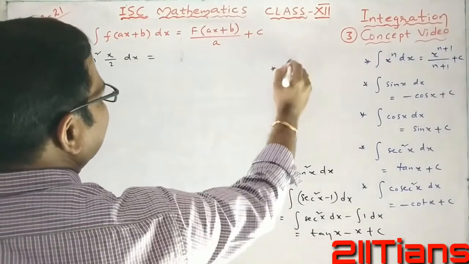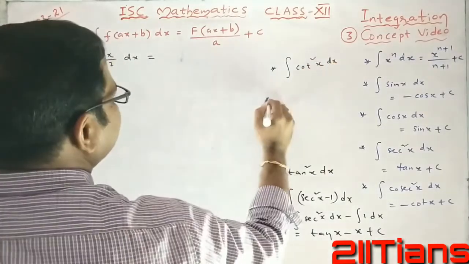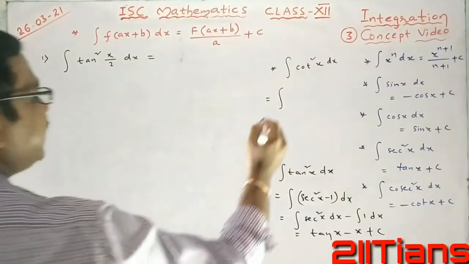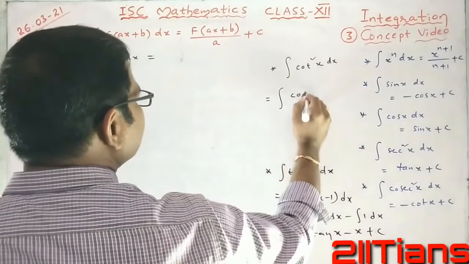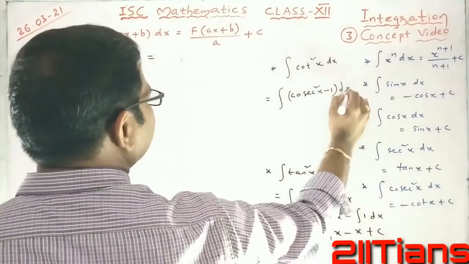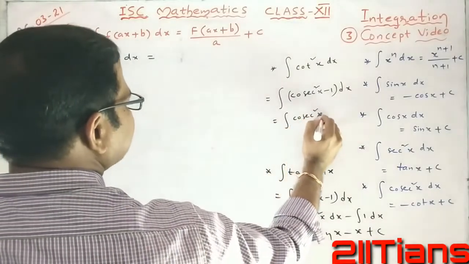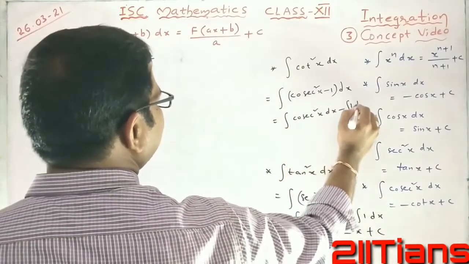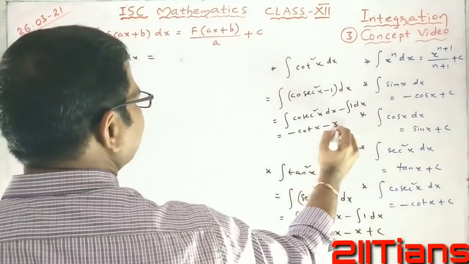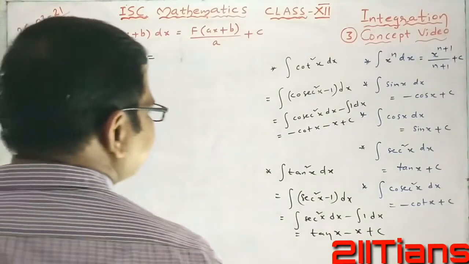Similarly, integral cot square x also we don't have directly. So in this case, from the third identity of trigonometry, cot square x can be written as cosec square x minus 1 dx. So integral cosec square x dx minus integral 1 dx. Cosec square x integration is minus cot x, minus x plus c. So this is the way we are writing.